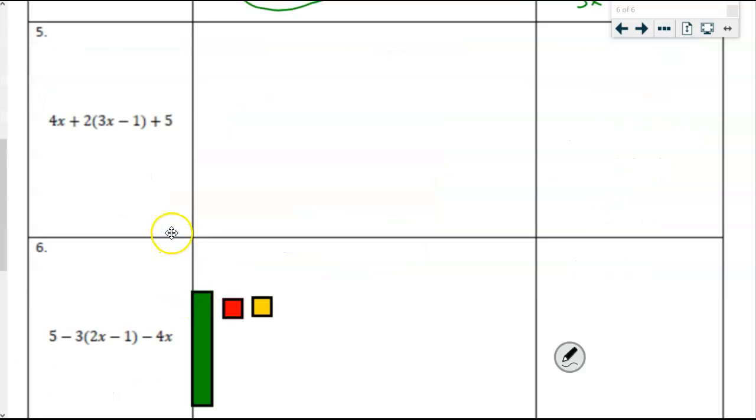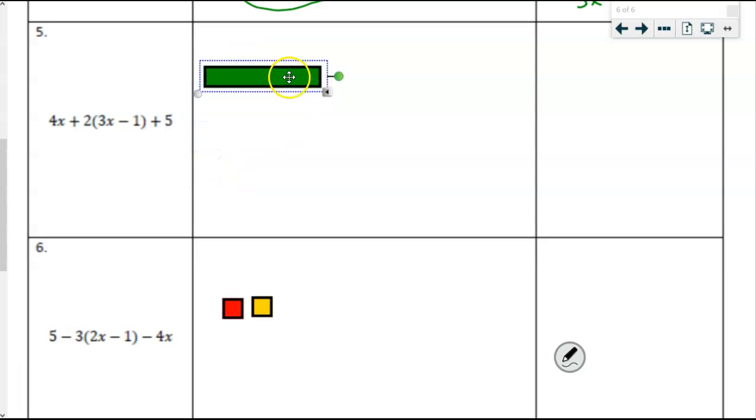Okay, again, great improvement. You guys are focusing on exactly the things that you need to do, which means we're focusing on the grouping symbol first. So the first thing I'm going to model is getting 3 X tiles up there.